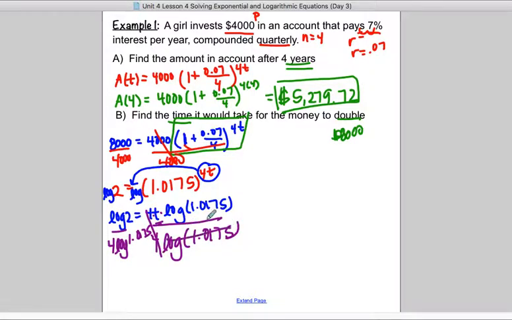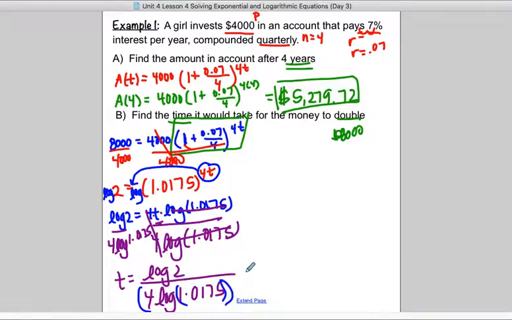This will cancel. So t equals log of 2 divided by 4 log of 1.0175. Now, it seems silly, but I promise you people get things wrong just because they make mistakes typing into their calculator. I need this all to be in parentheses, so divide, okay? And then this will have parentheses, so if you type it in.